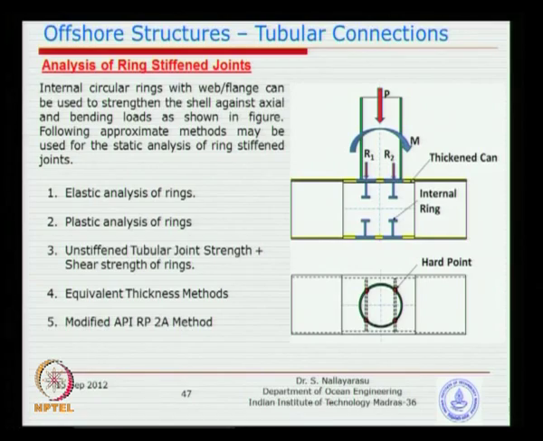There are several methods available. You can do an elastic analysis of the ring using finite element software, or you can use a plastic analysis of the ring, or you can use the unstiffened tubular joint equation. The third one is very commonly used. You know the effect when the ring is not there, so do all your calculations, then evaluate the strength of the ring and put it into your API equation, and you will get the combined effect.